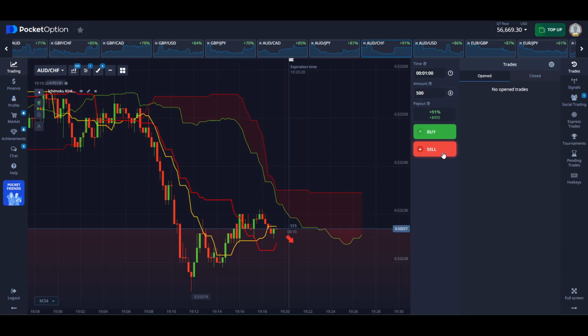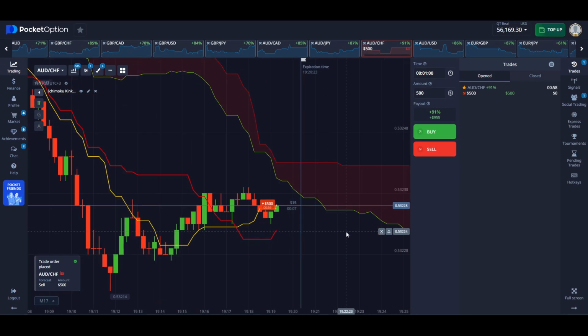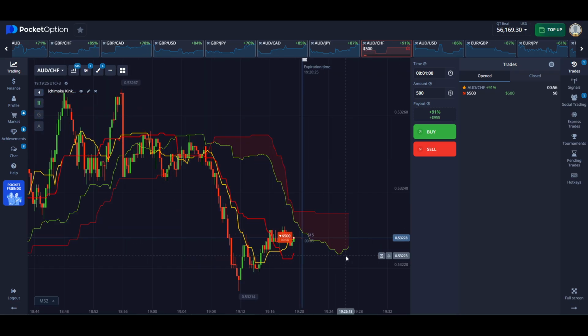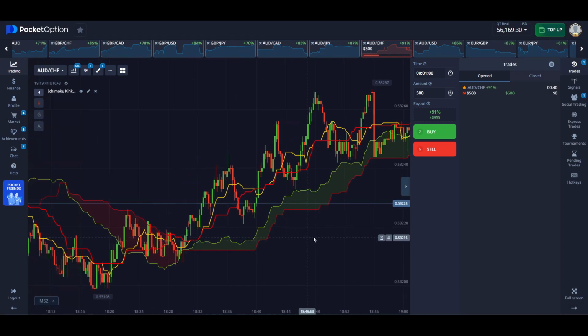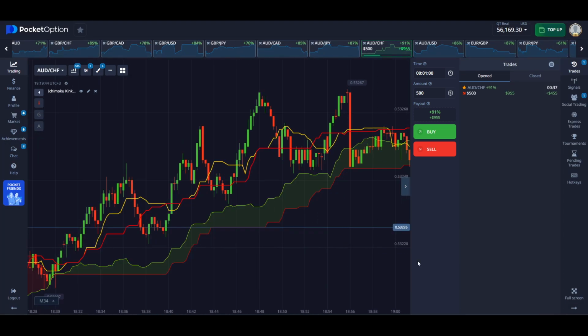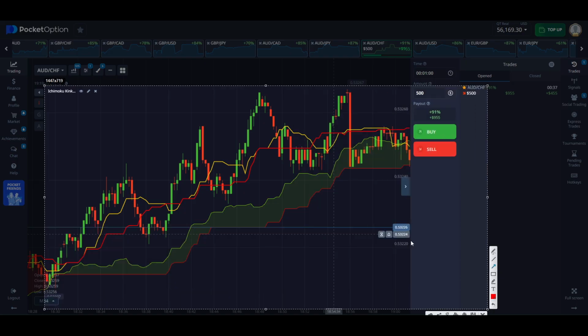Here we can see a rather strange crossover, but nevertheless, we can open a sell trade. And why did I open a sell trade? Let's break down this factor together. The very first thing is the direction. Are we going to open the trade up or down? The color of the cloud tells us that. If the cloud is red, we open a trade for a decrease. If the cloud is green, for example, like here, then in this case, we will open trades for an increase.